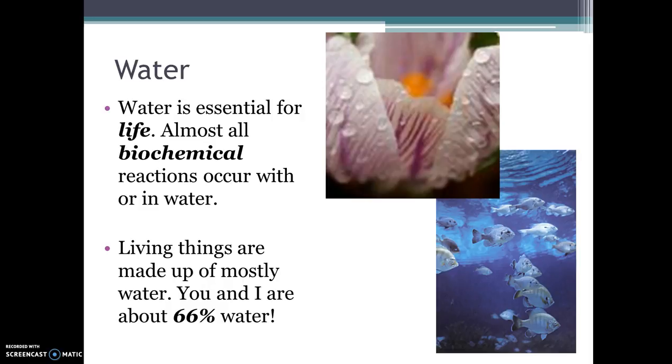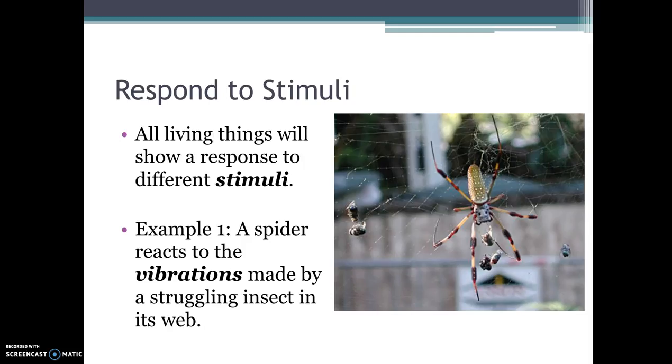So why do living things need water? Well, just about all of the chemical reactions that take place in a cell or in a living organism take place in an aqueous solution, in water. And living things, therefore, are made up of mostly water. As you can see here, it says that you and I are about 66% water. Some sources will say we're up to 3/4 water. A jellyfish or a watermelon, of course, would contain a lot more water than that.